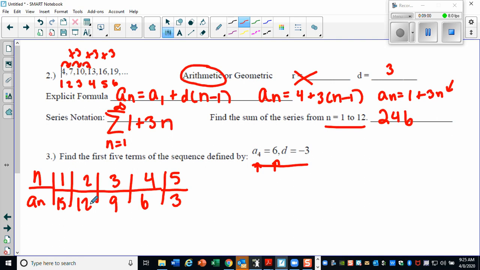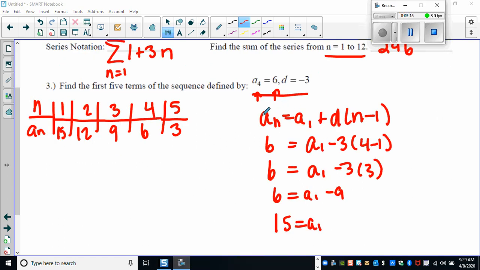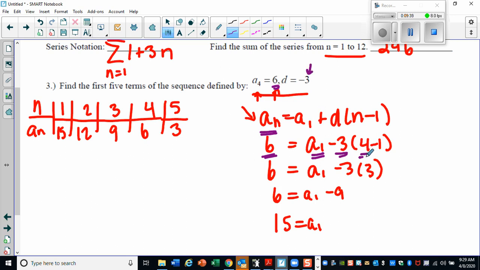The second way that you could do it is you could actually write and find your formula, and then get your first term from your formula. The second way you could do this is actually find your first term, and this is your general formula. A sub n equals your first term plus your common difference times n minus 1. So what we're going to do is you can just fill in the numbers you have. So a sub n, that tells you the actual number, so that's going to be your 6. Your a sub 1, our first term, we don't actually know, so we're going to leave that. We know our common difference is negative 3. And then n is that's your 4 because that tells you the position of your number.